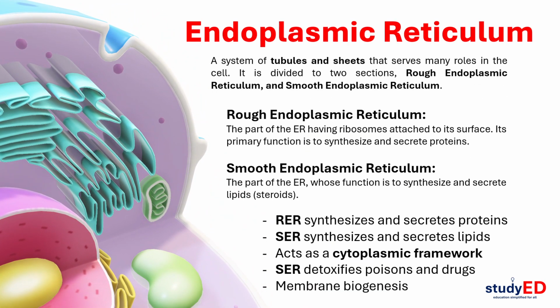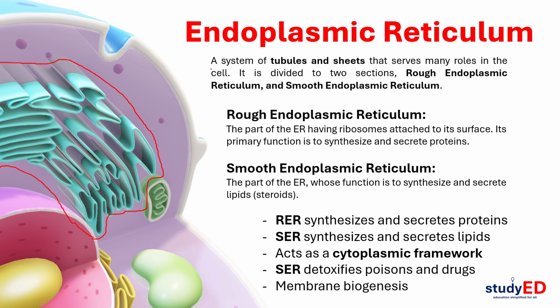Then we have the endoplasmic reticulum. This structure over here is the endoplasmic reticulum. What is the function of the endoplasmic reticulum? It's nothing but a system of tubules and sheets. Tubules are small, circular, spherical-like structures, and together with the sheets they serve many roles in the cell. The endoplasmic reticulum is of two types: rough endoplasmic reticulum and smooth endoplasmic reticulum.